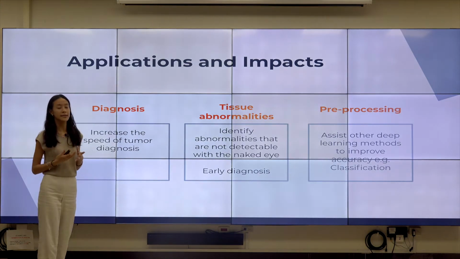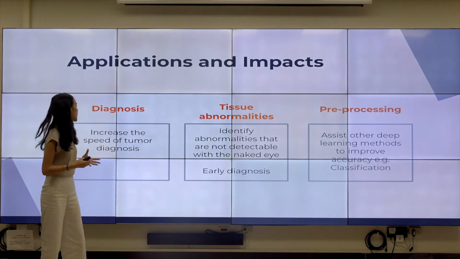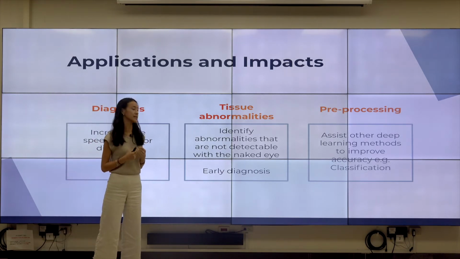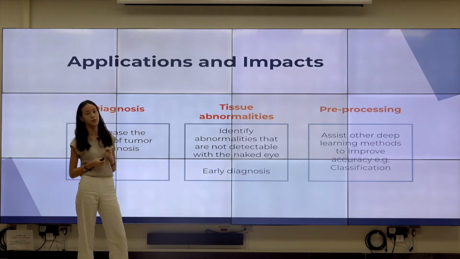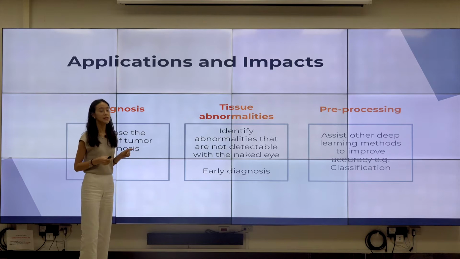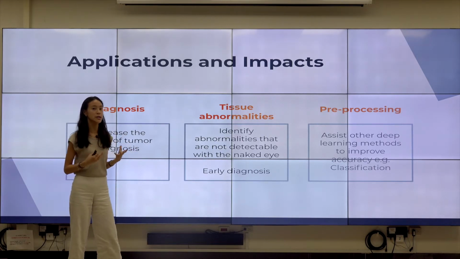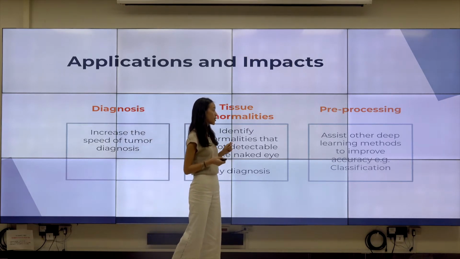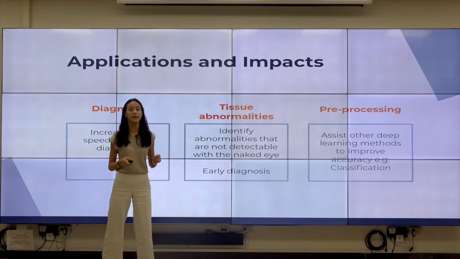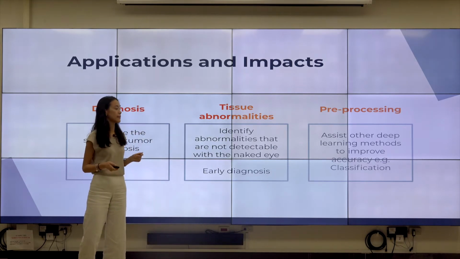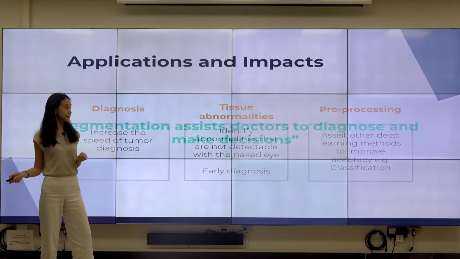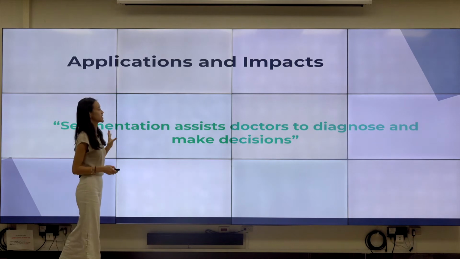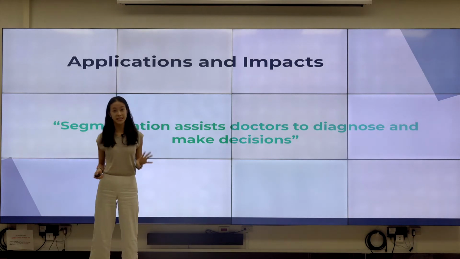So the application and impacts, as a summary of what we just talked about: for diagnosis, it is to increase the speed of tumor diagnosis. For tissue abnormalities, it's to identify abnormalities that are not detectable with the naked eye, and potentially to find early detections in the early stages of whatever disease we're looking at. And for pre-processing, it is to assist other deep learning methods to improve accuracy, for example classification, as we talked about. So segmentation can assist doctors to diagnose and make decisions.